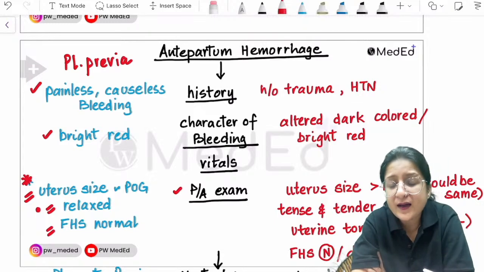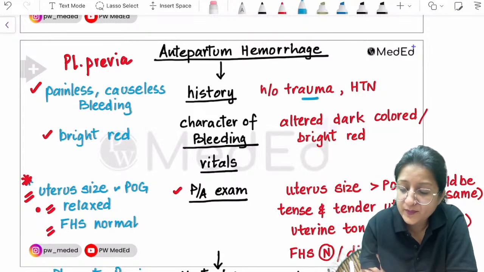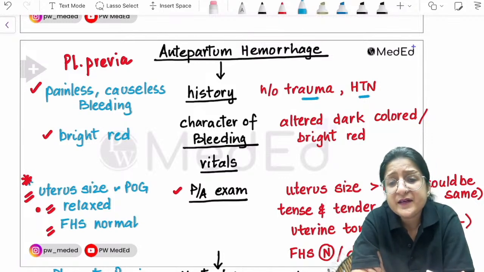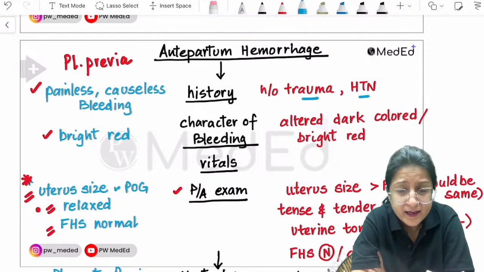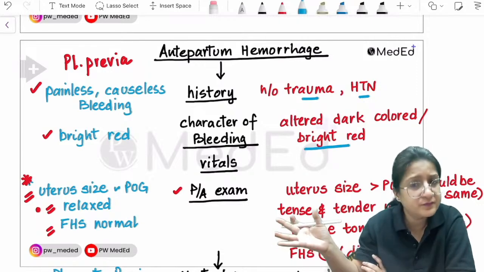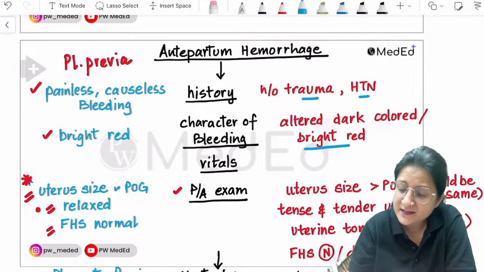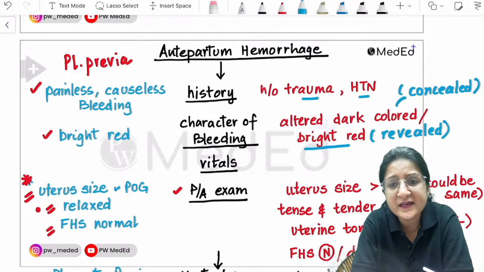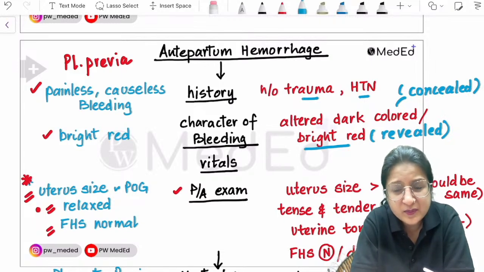On the other hand, if you have a history of trauma or hypertension given to you, these are high risk factors for placental abruption. Sometimes they may say that there is altered dark colored bleeding, or bright red bleeding could also be there in case of revealed abruption. In revealed abruption, bright red frank bleeding will be there. If it is concealed abruption, then usually there is going to be altered dark colored bleeding. Concealed versus revealed. However, most commonly, it is a mixture of the two. Part of the bleeding is concealed and part of the bleeding is revealed.